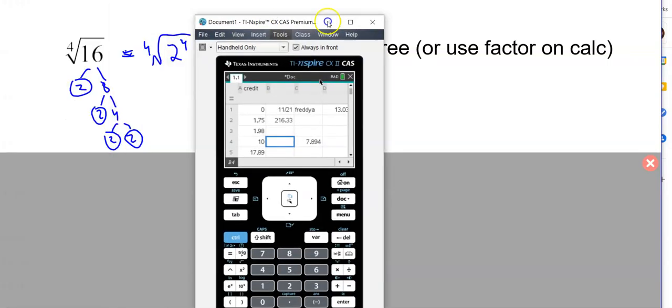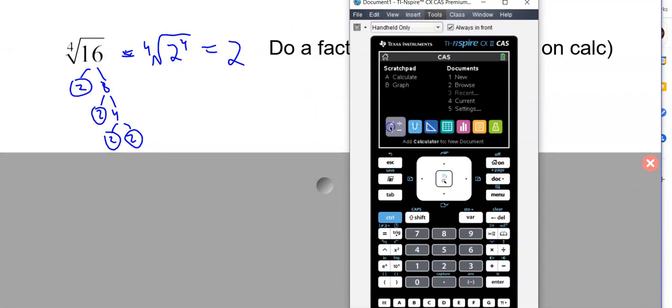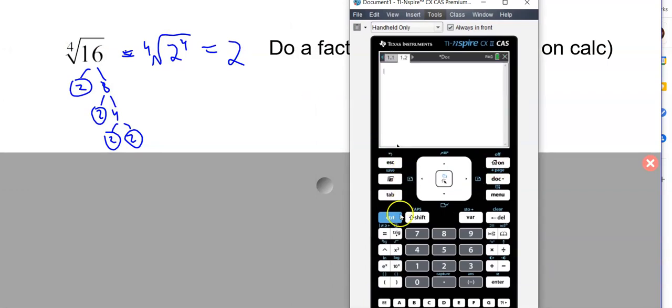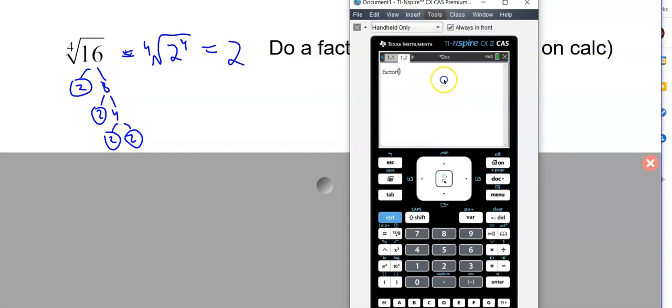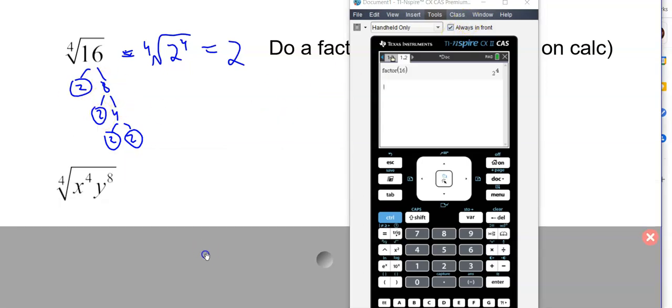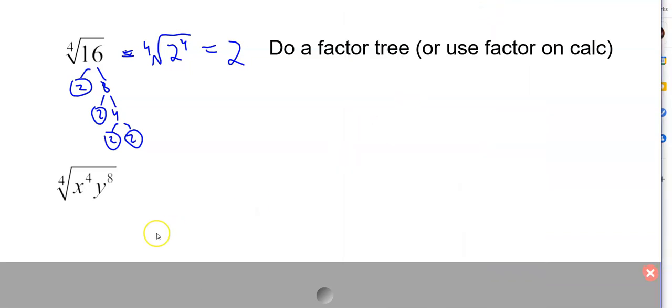So if you got your calculator out, I will allow you to do prime factorization of a number. No problem here. If you want to factor, go to menu, number, factor, and factor 16. It will give you the prime factorization, which is 2 to the fourth. So it just saves you the time of doing the factor tree there. So that's not a problem for me.